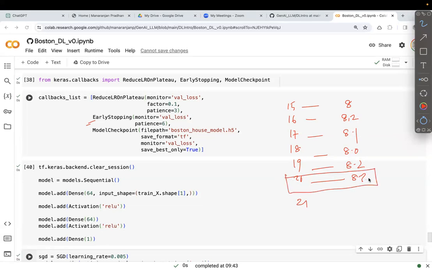When I stop it here, whether I want to take the model at the end of this iteration, or the model at the iteration where it gives the best loss. So what it does is checkpoint with save best only. It takes the particular model which gives the least loss.